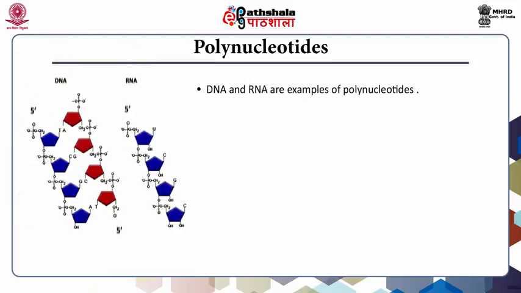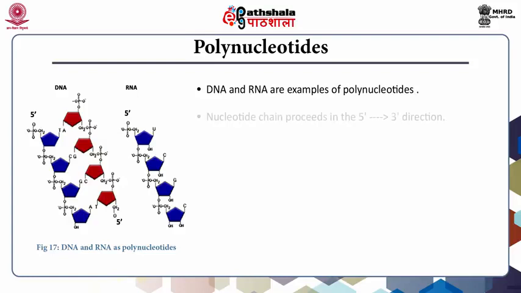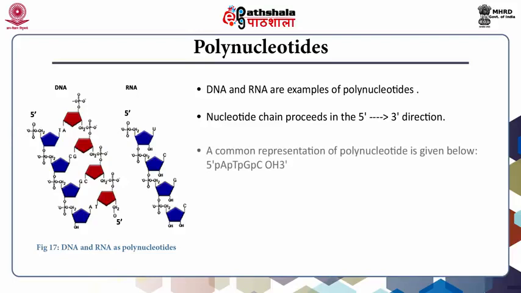DNA and RNA are examples of polynucleotides shown in the figure, where the nucleotides are arranged in a linear way and proceed in 5' to 3' direction. A common representation of polynucleotide is given as 5' P A P T P G P C hydroxyl 3'. You can see this in the slide itself.